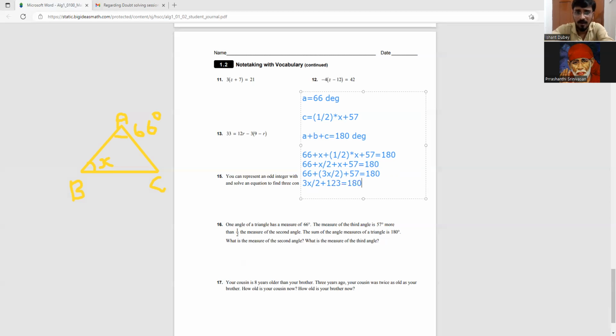Now again you have a simple equation. You have to make one side variable and one side constant, so you have to move 123 to the other side. So 3X divided by 2 plus 123 minus 123, equal to 180, and here also minus 123 on the right-hand side. Now you get 3X divided by 2, and 123 minus 123 becomes 0, so 0 plus 0 equals 180 minus 123, how much?